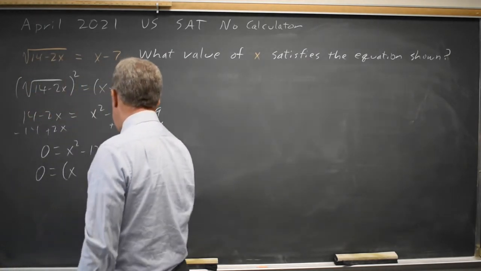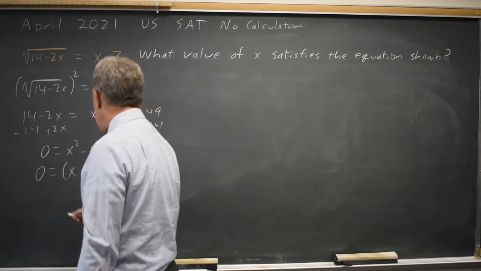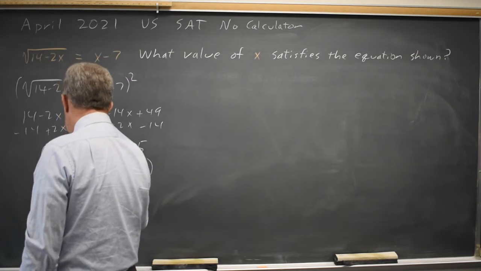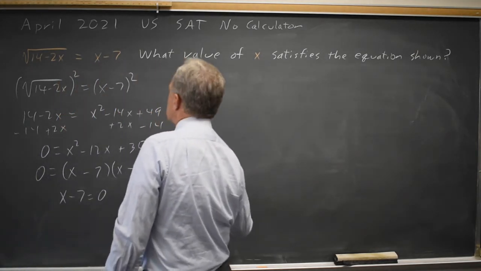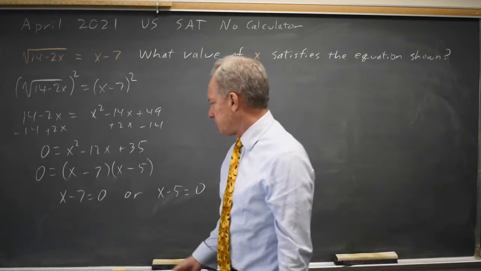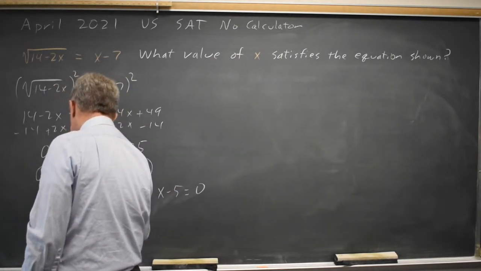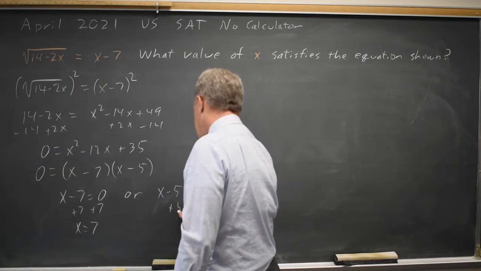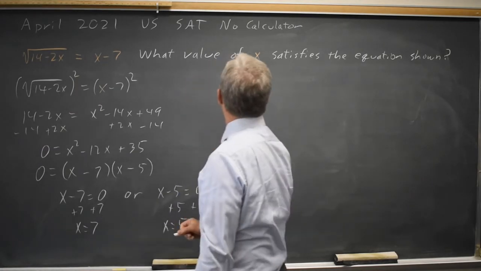X and x, 7 times 5 is 35, and they're both negative. So either x minus 7 equals 0, or x minus 5 equals 0. If a product equals 0, either the first factor is 0 or the second factor is 0. Adding 7 to both sides on the first equation, I get x equals 7. Adding 5 to both sides on the second equation, I get x equals 5.